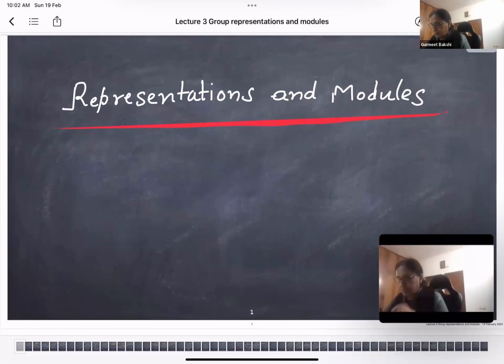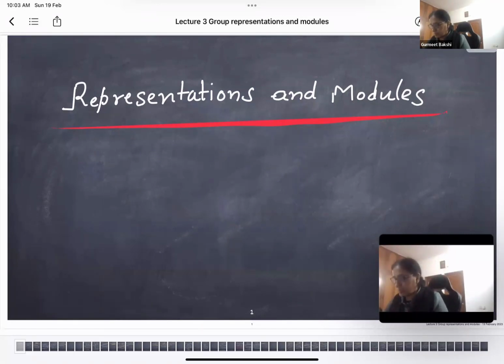Yesterday, I defined with you what a representation is and just some basic terminology of representations. What are sub-representations? What do you mean by an irreducible representation? What do you mean by a reducible representation or a completely reducible representation? Some basic terminology. And now I will give you the connection between representations and modules.